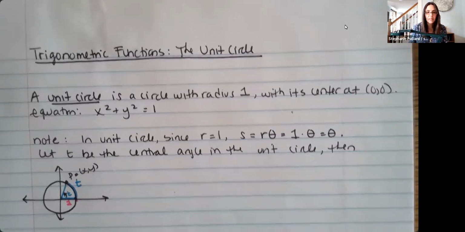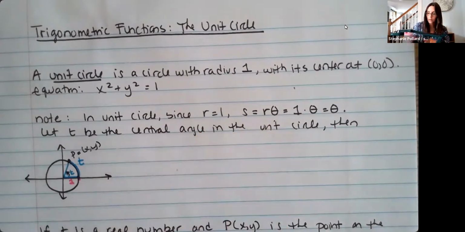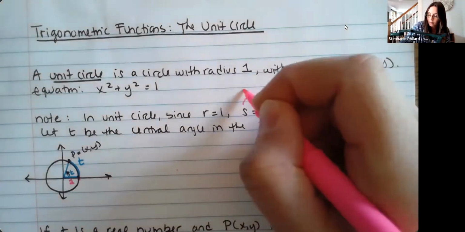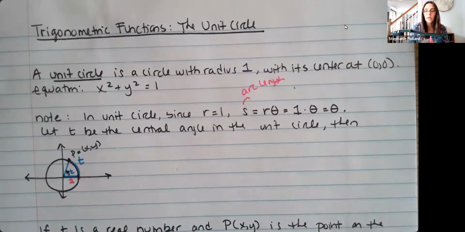What happens in the unit circle, because the radius is 1, is that the arc length, so don't forget s is your arc length, which is the radius times the angle, becomes 1 times the angle, which is just the angle. So the arc length and the angle are actually the same, obviously different units, but the same number in the unit circle. And what we're going to do here is just use t instead of theta, to make it a little bit more consistent with what we typically see for the unit circle.